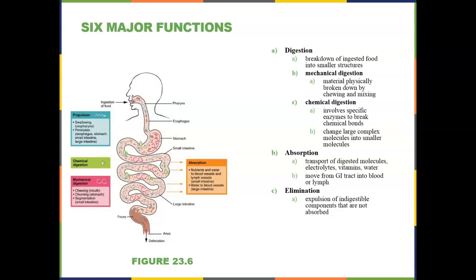Absorption occurs as materials move from our GI tract into our blood, and so the majority of absorption occurs in our small intestines. And then materials that are waste products are going to be eliminated from the body through defecation.